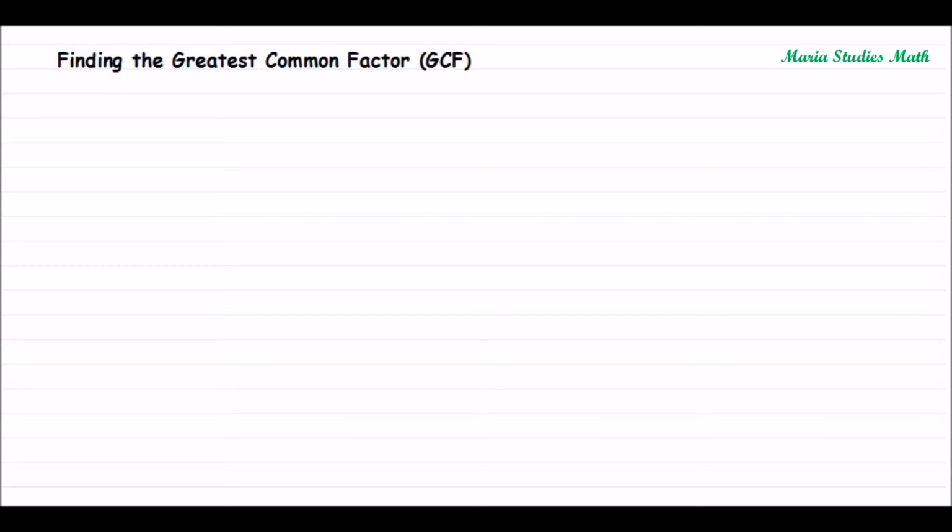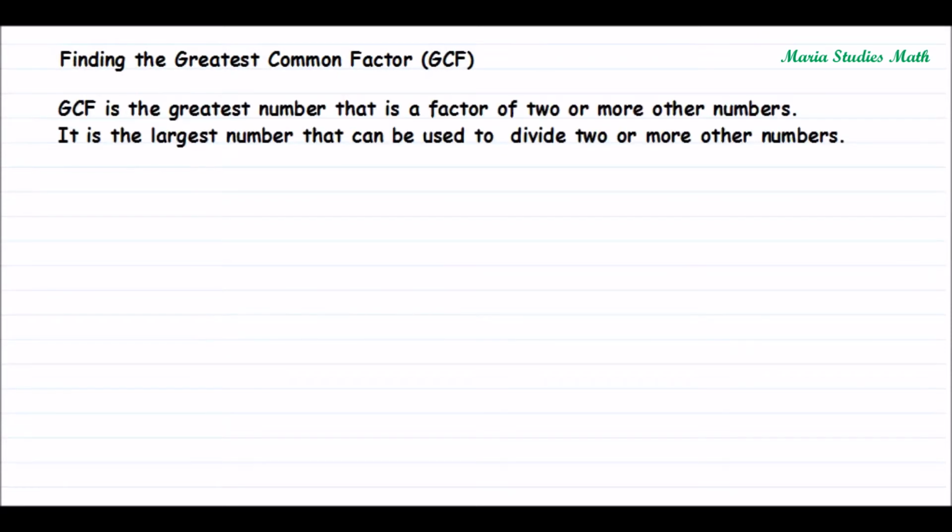So for today, we'll be discussing finding the greatest common factor, or the GCF. So what is GCF? GCF, or the greatest common factor, is the greatest number that is a factor of two or more other numbers. It is the largest number that can be used to divide two or more other numbers so that the quotient will still be a whole number.